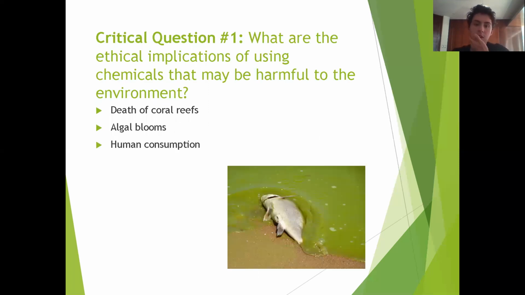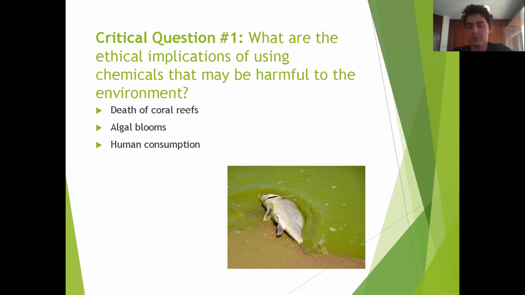Critical question one: what are the ethical implications of using chemicals that may be harmful for the environment? Well, ethically speaking, we're damaging our planet. And if we use a detergent that is maybe a little bit more effective, but it's little by little causing problems in our world, in our environment, it's not really a good option.